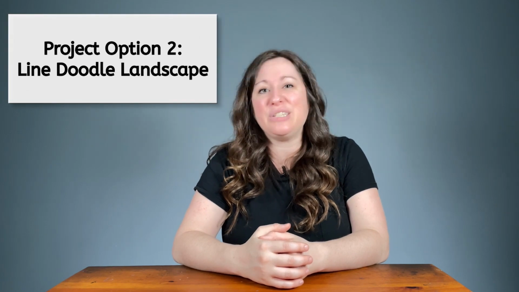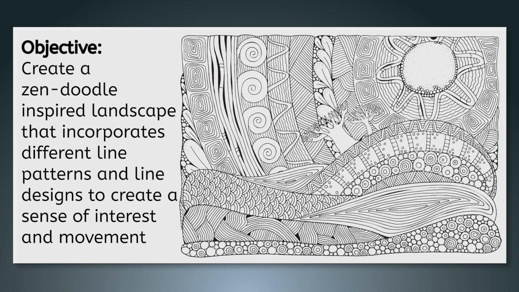Our second culminating project option is a line doodle landscape. For this project, our objective is to create a Zen doodle inspired landscape that incorporates different line patterns and line designs to create a sense of interest and movement.